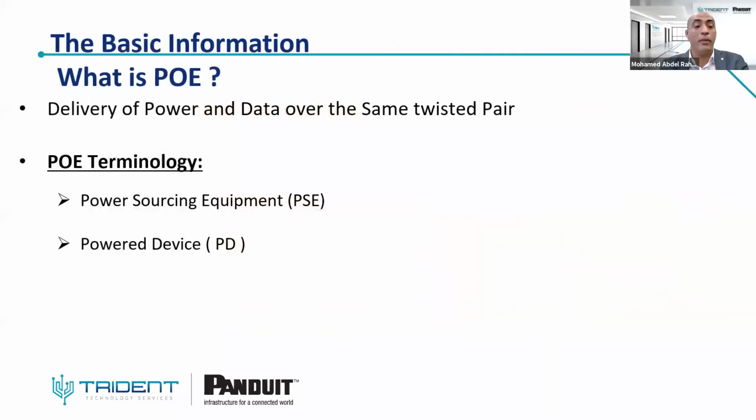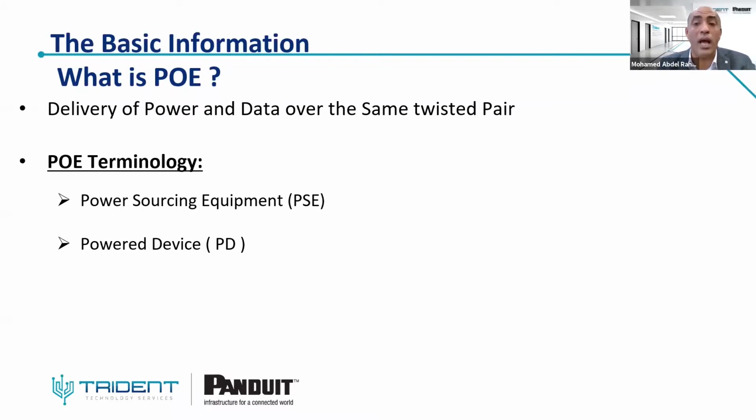So, the basic information for PoE. Simply, PoE means that you can deliver power and data over a single twisted pair cable. You need an RJ45 cable to provide the data and the electrical DC power to the powered device, instead of having two separate cables and two separate contractors in your project. So we need to understand some basic PoE terminology.